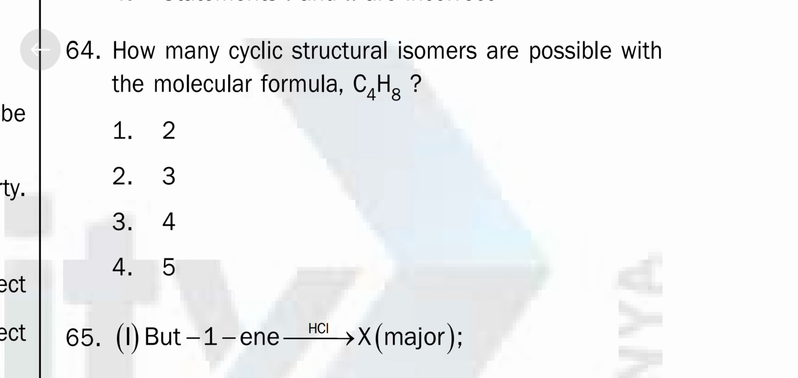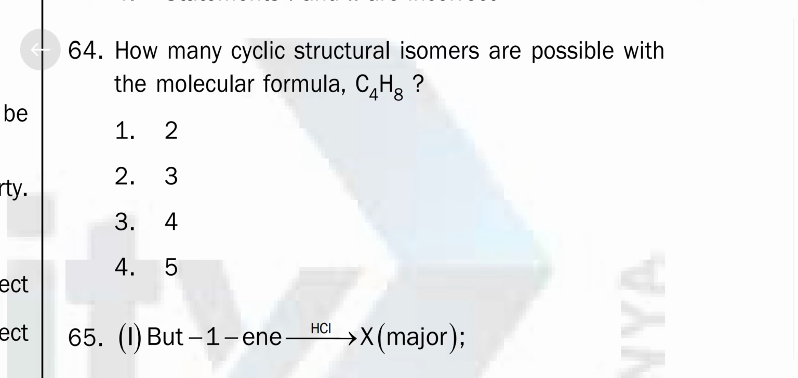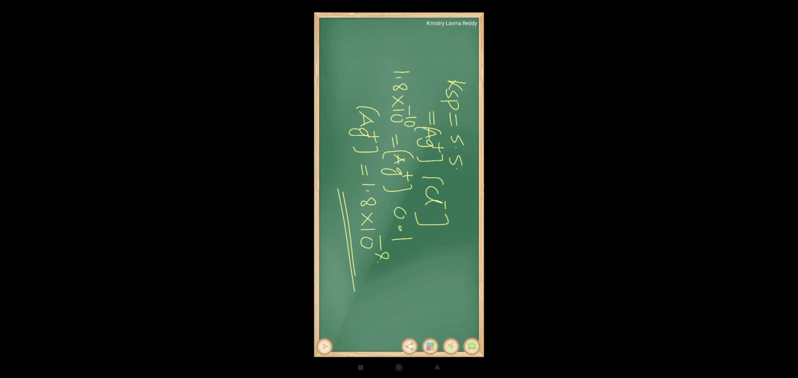How many cyclic structural isomers are possible with the molecular formula C4H8? C4H8. Cyclic structures he asked, so you can take one structure, second structure. But generally this question will be asked for C5H10. For C5H10 it will be 5: cyclopentane, methyl cyclobutane, 1,1-dimethyl cyclopropane, 1,2-dimethyl cyclopropane, ethyl cyclopropane. Generally the question will be asked for this.